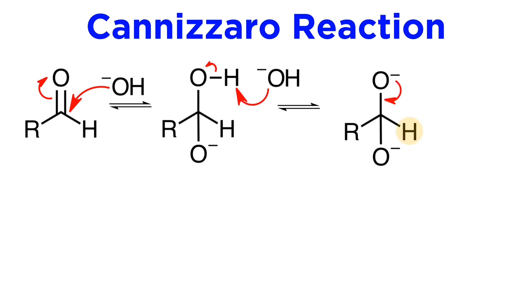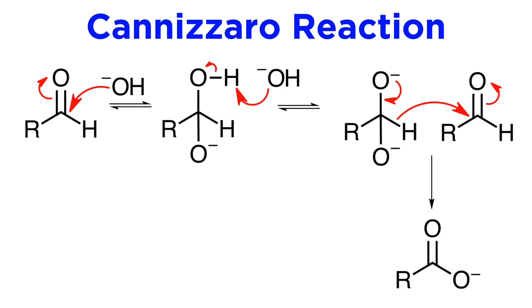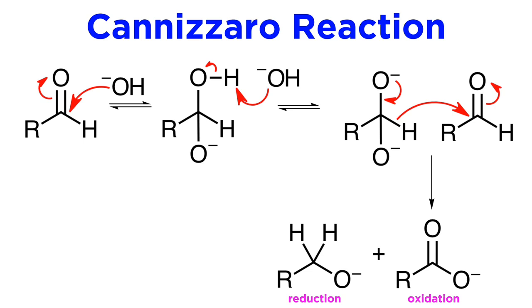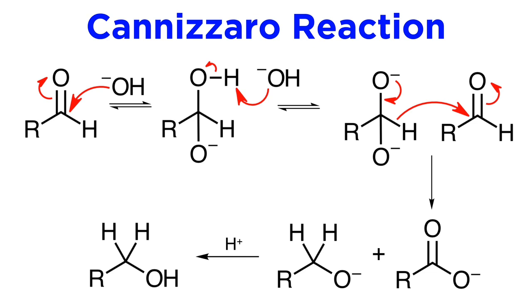The key step is the irreversible expulsion of a hydride from the dianion. The hydride is passed along to a second molecule of neutral aldehyde, forming the corresponding carboxylate and alkoxide. In this way, the aldehyde oxidizes while reducing another molecule. Finally, a water molecule will protonate the alkoxide to give the alcohol.